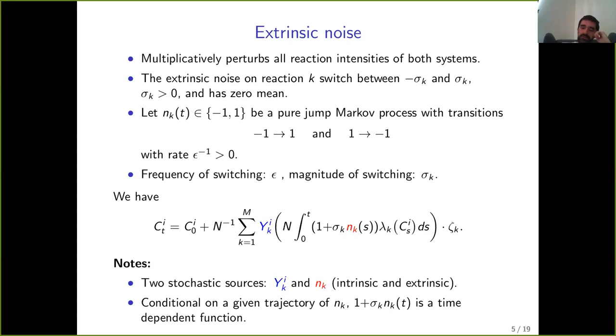The good news here is that it's natural to think like this: given a trajectory of this external noise, this function is just a time dependent parameter. So you can see this new rate function as the old one, but now with a time dependent parameter, because you can sample all the oscillators after you sample one trajectory of the extrinsic noise. Okay.